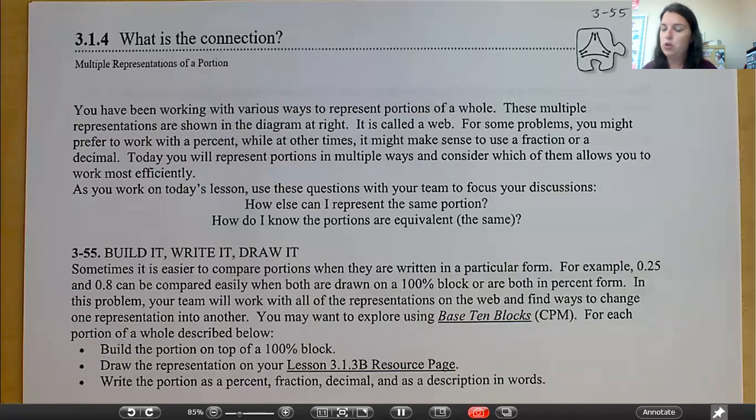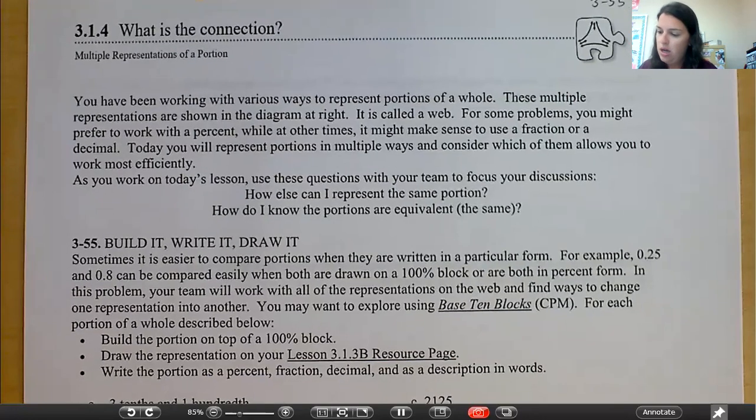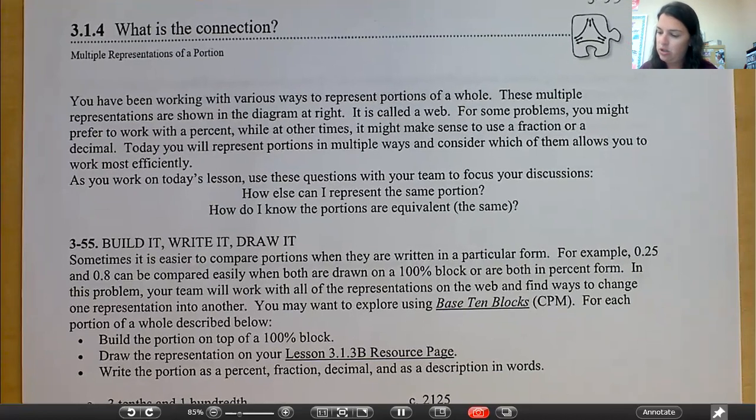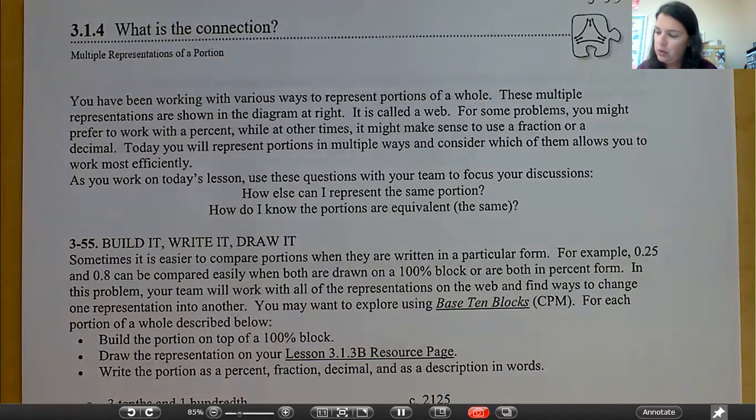What is the connection? Multiple representations of a portion. You have been working with various ways to represent portions of a whole. These multiple representations are shown in the diagram at right. It is called a web. For some problems, you might prefer to work with percent, while at other times it might make sense to use a fraction or a decimal. Today, you will represent portions in multiple ways and consider which of these allows you to work most efficiently.